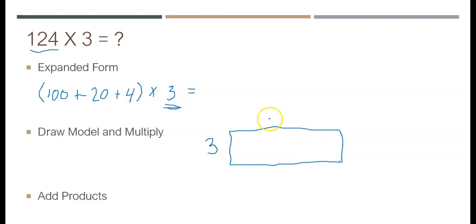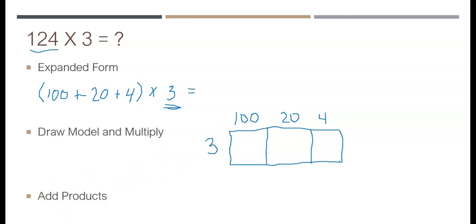And then on top of my rectangle, to make a grid, I'm going to write my numbers 100, 20, and 4. So these numbers are what I had in my expanded form right here. Okay, then I'm going to break my box with lines between each number, like where the plus sign is, that's where you're going to put your line. And now I'm going to multiply.